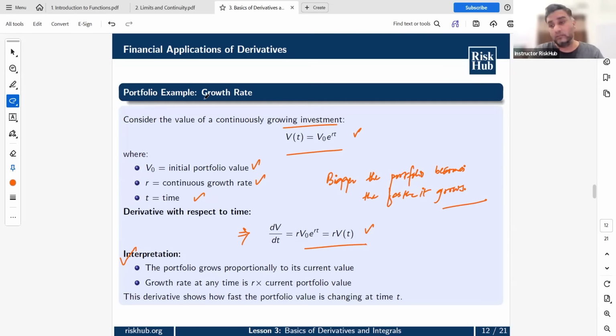Okay, this is your exponential growth, which you need to focus on. A very important equation we get here is dV/dt = rV(t). This basically says the bigger the portfolio, the faster it grows. So this equation describes your compound interest, your portfolio growth, your economic growth model. Intuitively, if portfolio value doubles, growth per unit time also doubles. So very, very important. This is the derivative, and it shows how fast the portfolio value is changing at time t.